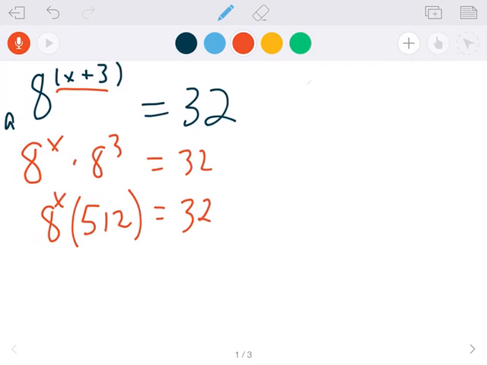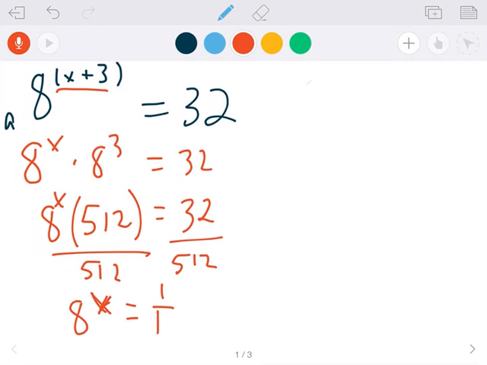In order to get 8 to the x by itself, we're going to divide by 512. And so we get 8 to the x equals, and when you reduce that fraction, you get 1 over 16. Now, there's two ways you could solve it from here. One way is to use log properties, because we have 8 to the x power equals 1/16, so you could use the power property of logs to solve it. But since we're in an exponent unit, let's solve it keeping in line with our exponents and our rewriting idea.